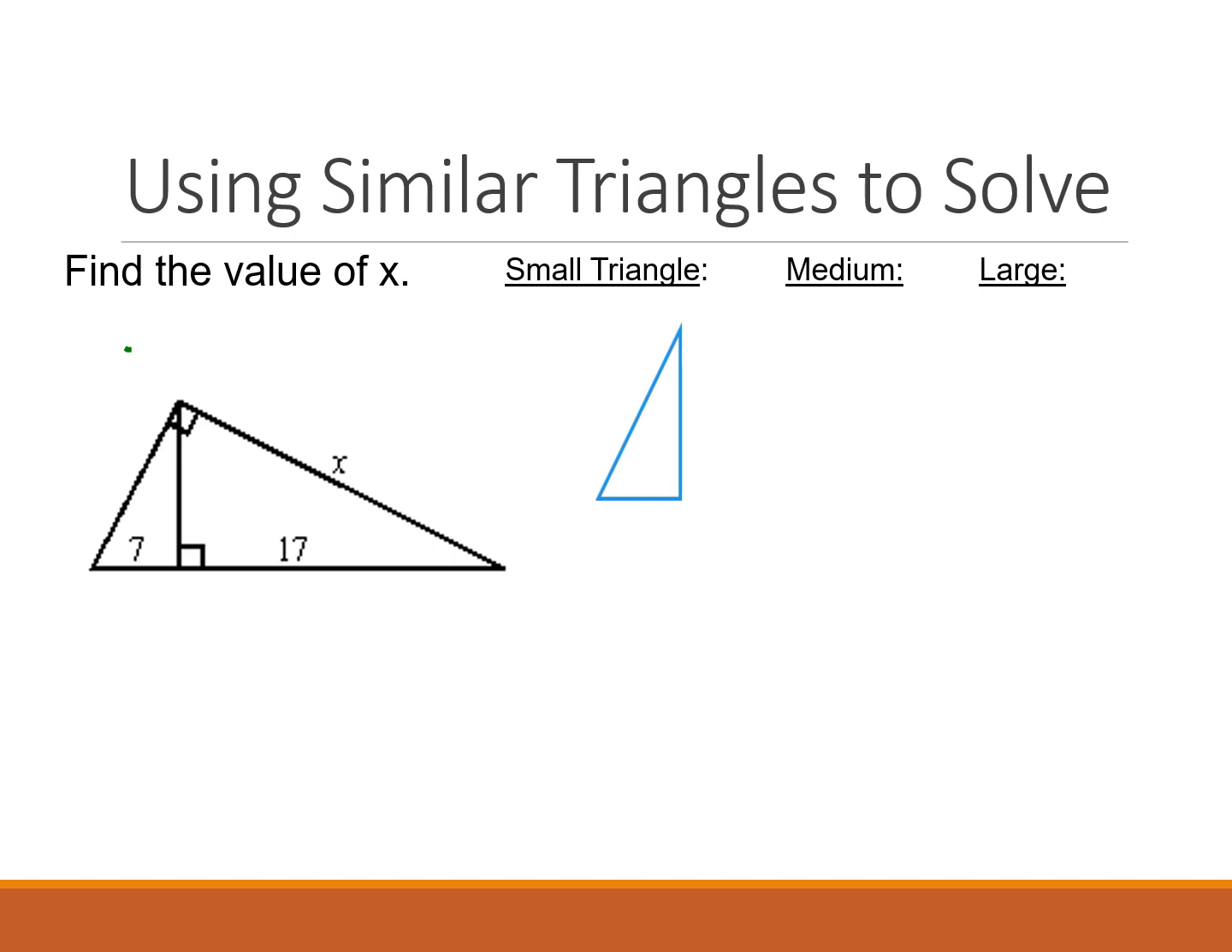So in this small triangle, it looks like I know the short leg is 7. I don't know the long leg and I also don't know the hypotenuse. Okay, so then let's look at the next triangle we have, which is our medium-sized triangle. And if I manipulate that medium-sized triangle and turn it to look like my smaller triangle, I could then compare them because they're both right triangles.